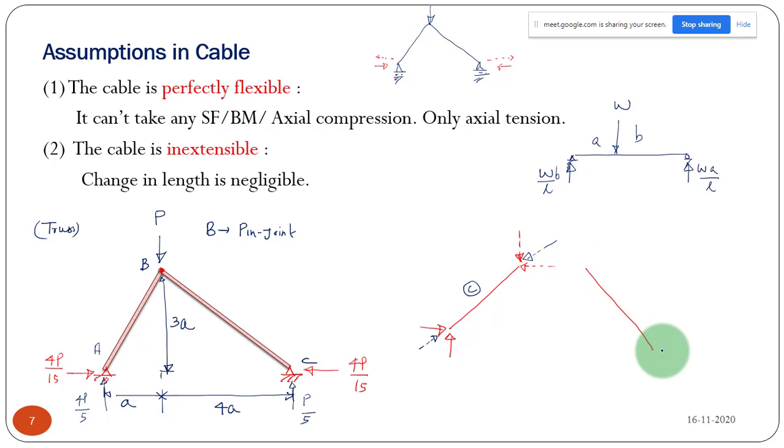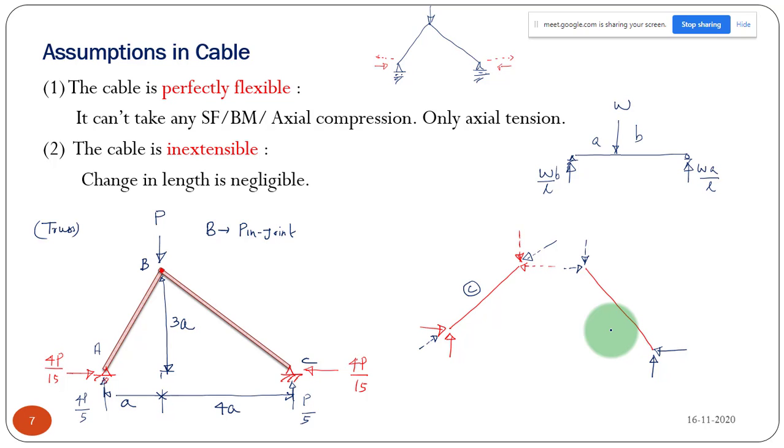Similarly, this member, what is the free body diagram? Here we will have a horizontal reaction, here a vertical reaction, and here just the opposite, and this is the second member. This member is also in compression. Okay, so we have solved this.